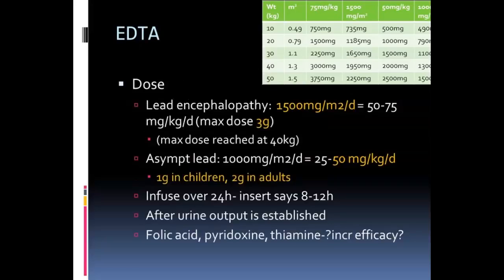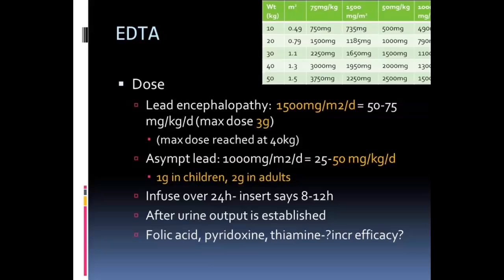That's small when you are in small children. The dosing is quite similar. When you get larger, 40, 50 kilos and up, the doses differ significantly with the meter squared dosing and the milligrams per kilo dosing. So generally, for adults, the max dose for lead encephalopathy is 3 grams, and for asymptomatic lead elevations, it's 2 grams in adults and 1 gram in children.